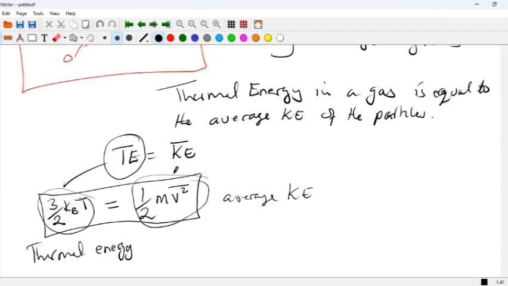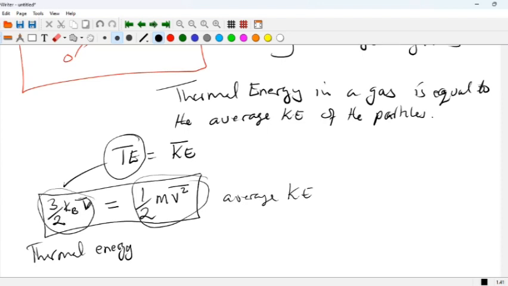And for the gas laws, I will leave it at this point for now. At least it has given us the value of the thermal energy in a gas. How much thermal energy is contained in a gas? This gives us the amount of thermal energy in a gas.